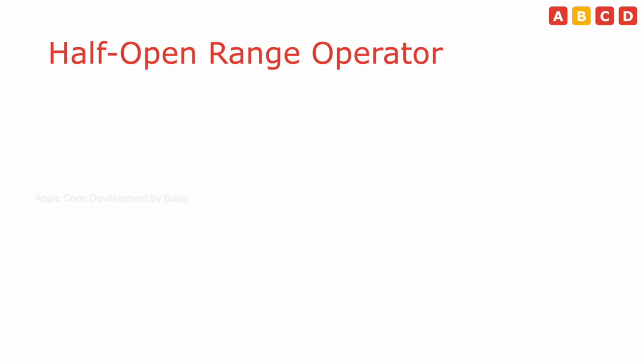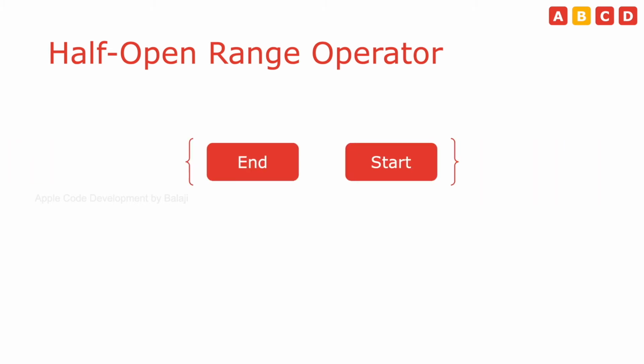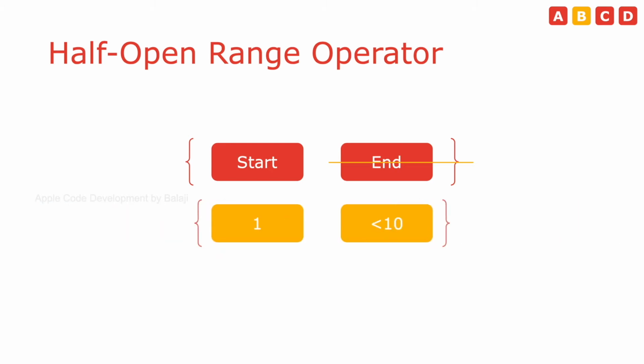Half-open range operator. This will have a half-open range at the end. It has the exact start value, and the end value is not included. It might be like 1 to less than 10. So here the start value is 1 and the end value is less than 10, which means 9. So the loop will iterate from 1 to 9 only.